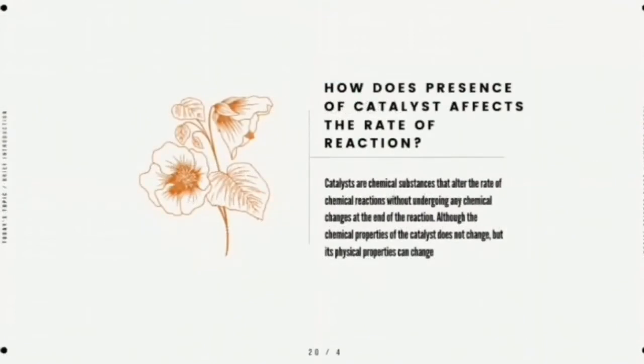How does the presence of a catalyst affect the rate of reaction? Catalysts are chemical substances that alter the rate of chemical reactions without undergoing any chemical change at the end of the reaction. Although the chemical properties of the catalyst do not change, its physical properties can change.